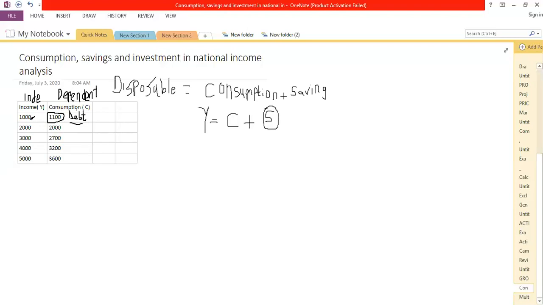So our income here, as it is increasing, you can see the consumption is also increasing. So we can say consumption increases with the amount of income. Let's look at what we call the average propensity to consume.